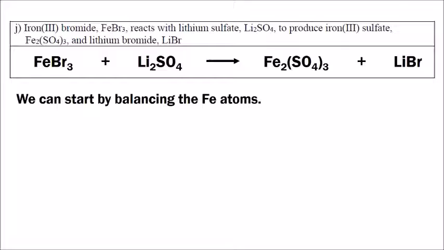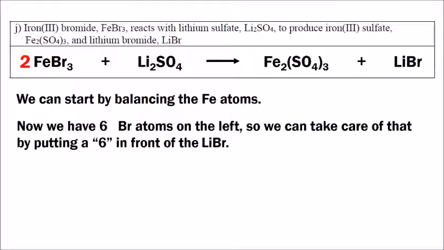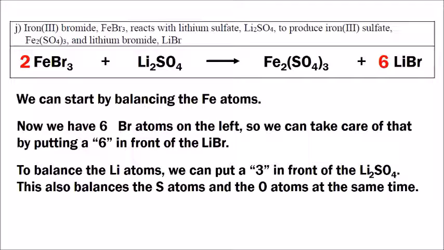We can start by balancing the iron atoms, so let's get 2 iron atoms on the left. Now this will give us 6 bromine atoms on the left. So we can take care of that by putting a 6 in front of the lithium bromide. Now, if we have 6 lithium atoms on the right, we can put a 3 in front of the lithium sulfate. Now that 3 multiplies the SO4 atom group by 3, which is exactly what we needed to balance the entire equation. So the equation is balanced with coefficients of 2, 3, 1, and 6.